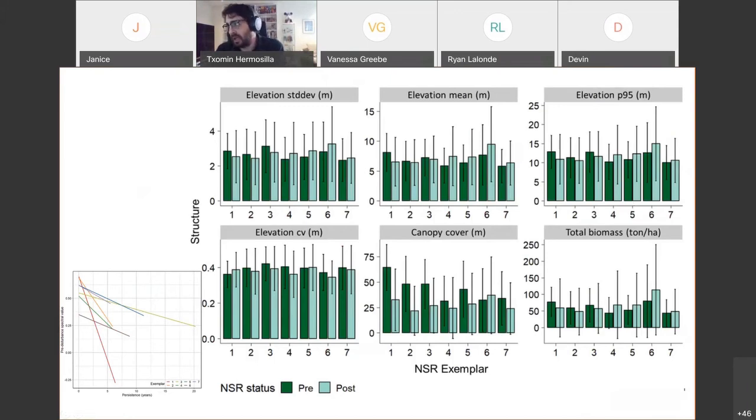And as we could expect, the stands that had the largest pre-disturbance values experienced the greatest losses in biomass or canopy cover. In contrast, the areas that had the lowest pre-disturbance values had a lower decrease or even an increase in the values of biomass following the disturbance.